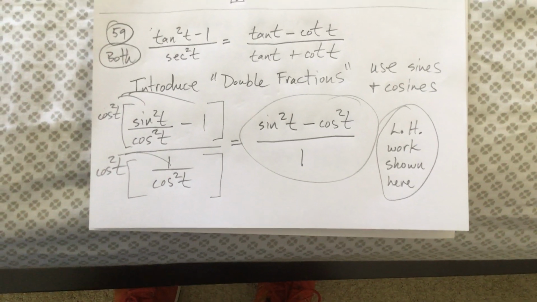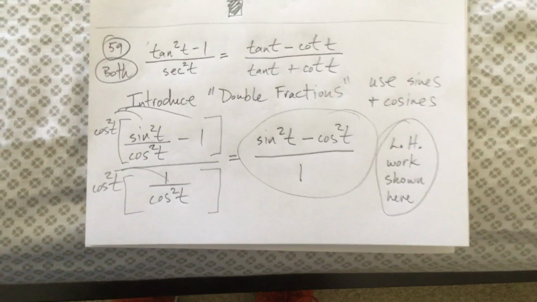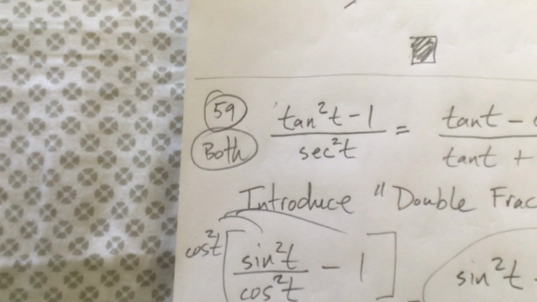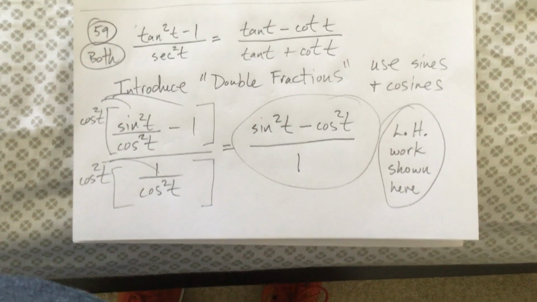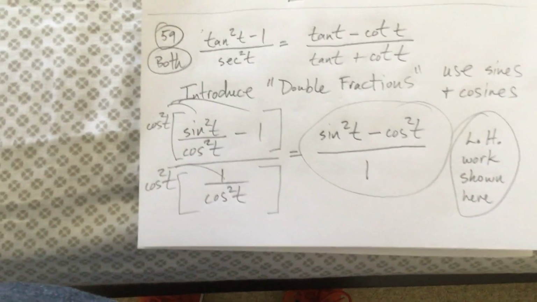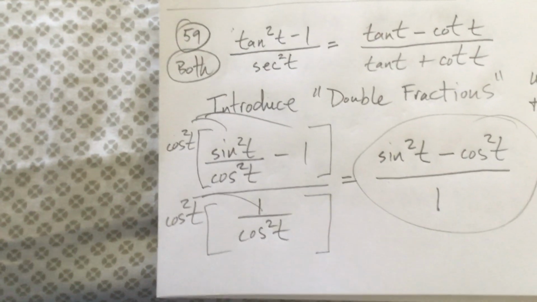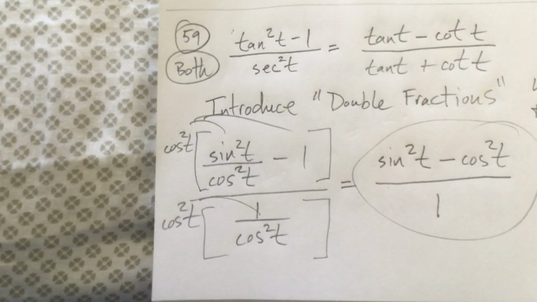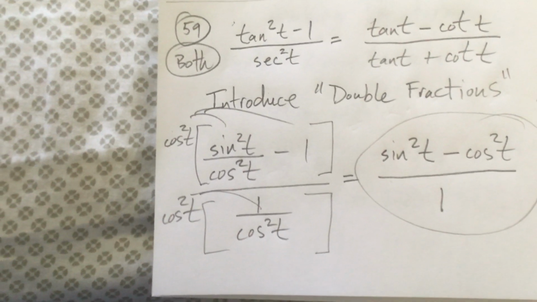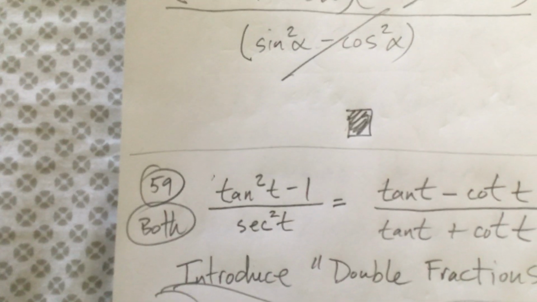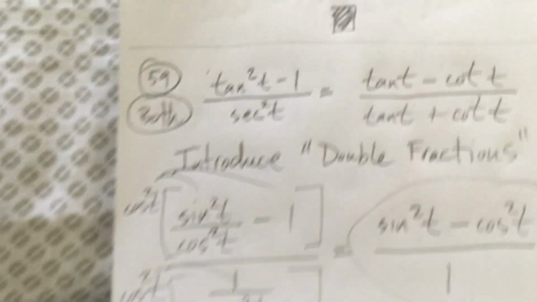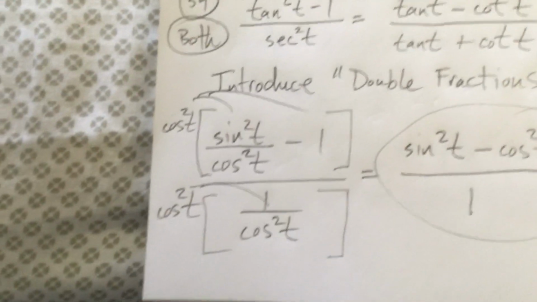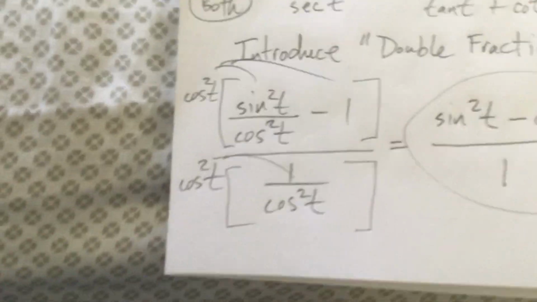59 is a sneaky problem. I had to work on both sides. So I took the left side and I created double fractions. I rewrote it so it had sine squared t over cosine squared t instead of tangent squared t. I did 1 over cosine squared t instead of secant squared t. Then I cleaned up my double fractions.